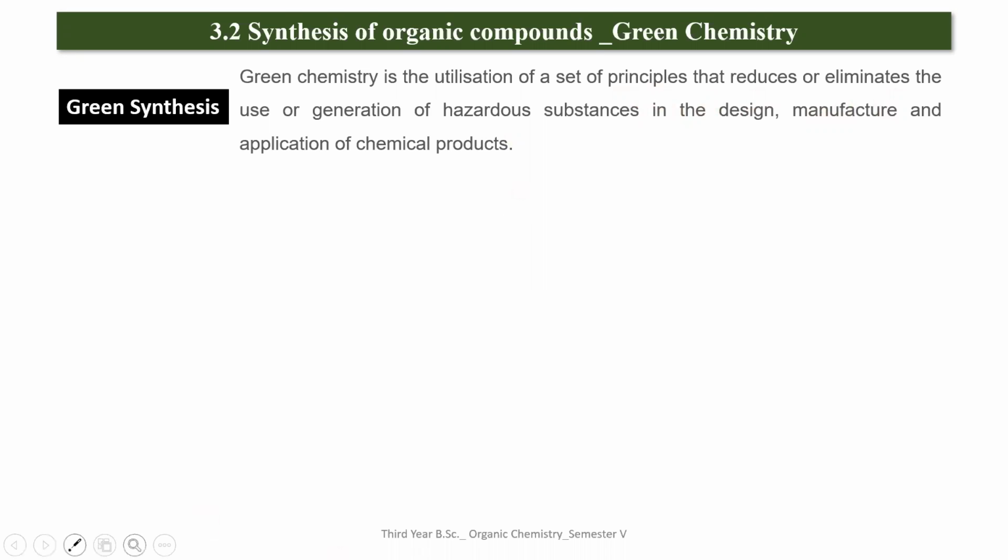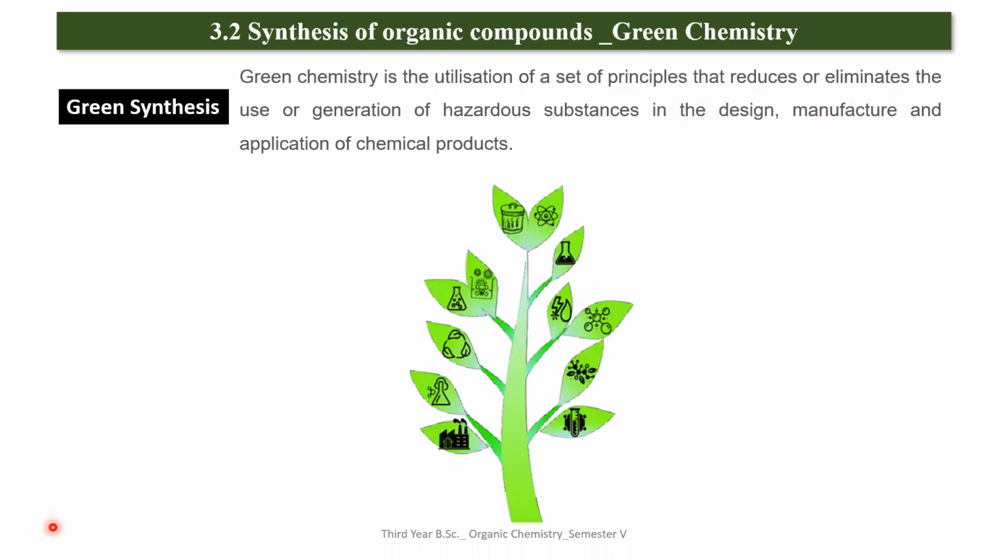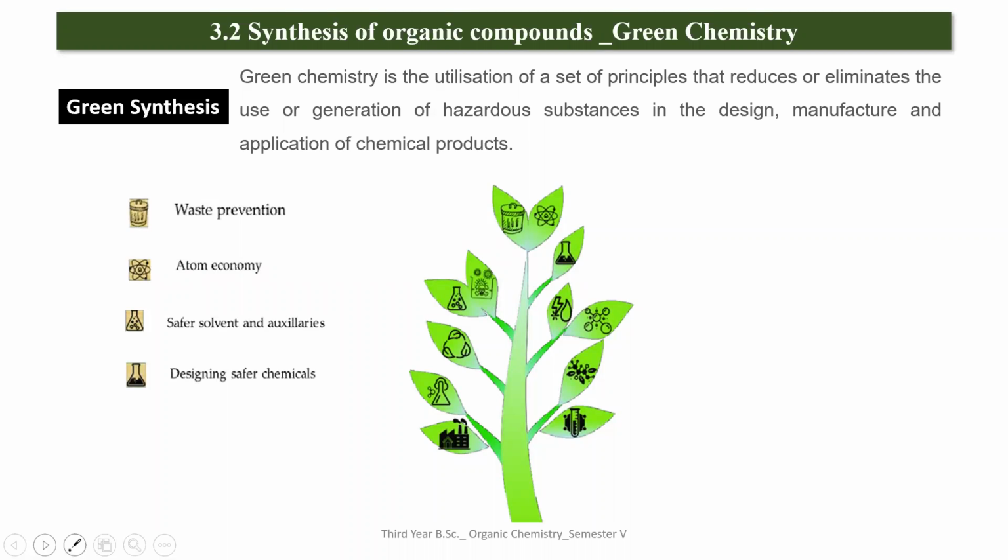Okay. Now let us understand what are the 12 principles of green chemistry. So here it is, I am going to represent the 12 principles. The first one is waste prevention. Second one is atom economy. Third one is safer solvents and auxiliaries. Fourth one is designing safer chemicals.